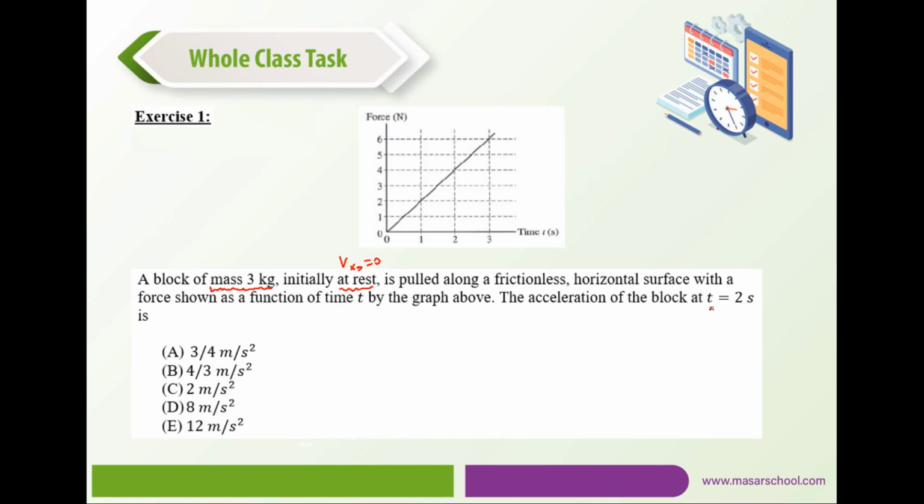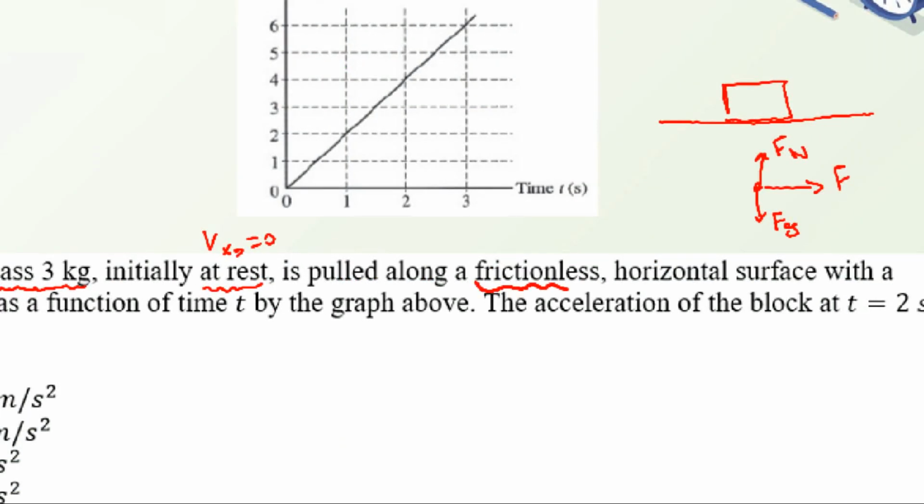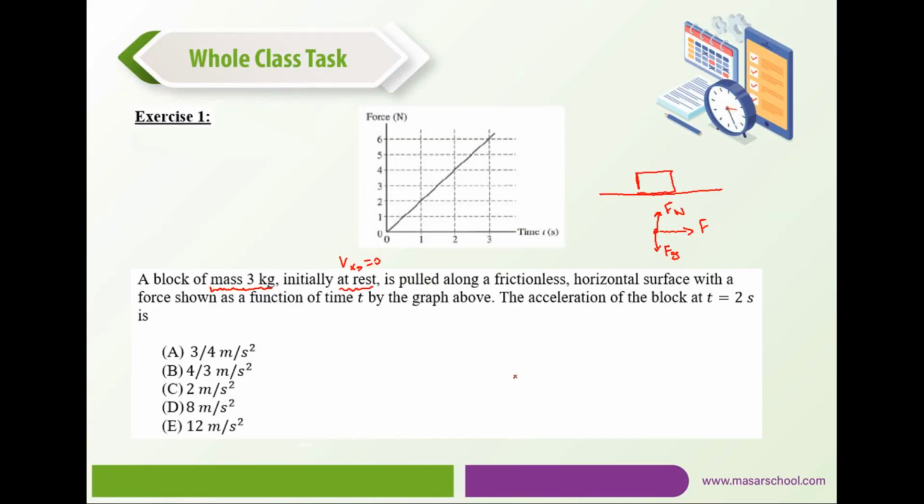The acceleration of the block at t equal to 2 seconds is... So here we suppose that the block is placed on a frictionless level surface. Then what are the forces acting on the block? We have the pull of gravity down, balanced by the normal push up. We have the pulling force, which is horizontal, given by capital F, and it's frictionless, no need to worry about friction. And we need to determine the acceleration of the block at t equal to 2 seconds.